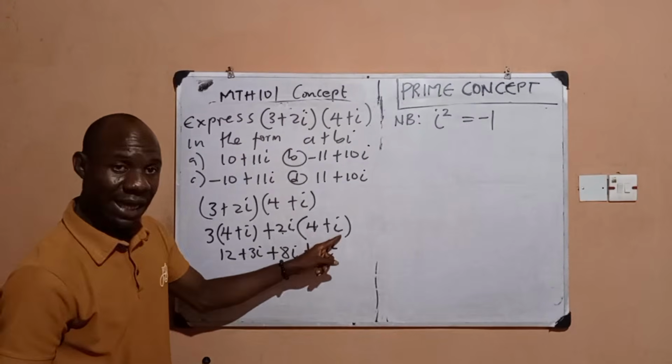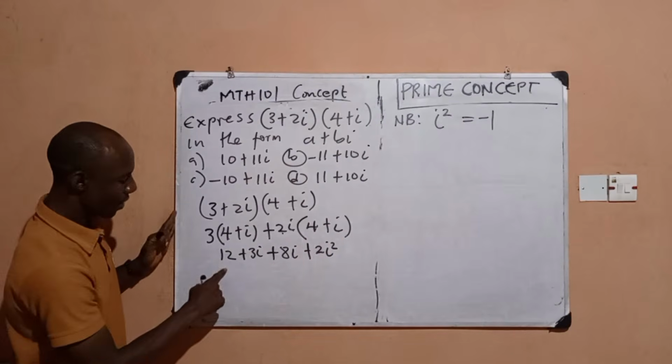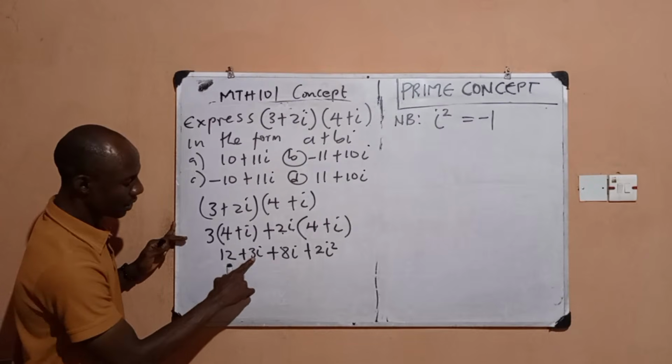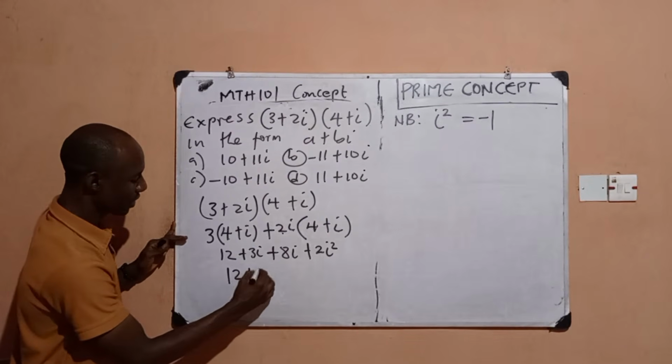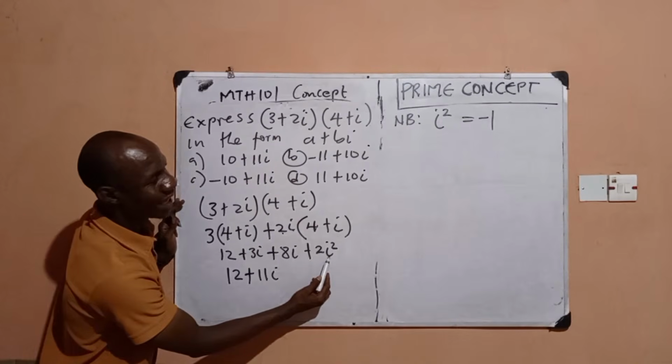2i times i is what? 2i squared. So what do I have? I have 12. 3 plus 8 is what? Plus 11i. Now somebody would say, what is i squared?